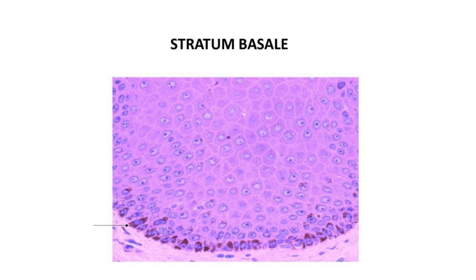This process is essential for skin regeneration and healing. Another key point is that the stratum basale contains specialized cells called melanocytes. These cells produce melanin, which gives our skin its color and also provides some protection against ultraviolet radiation. Additionally, this layer includes Merkel cells, which are involved in sensory reception, helping us feel touch.